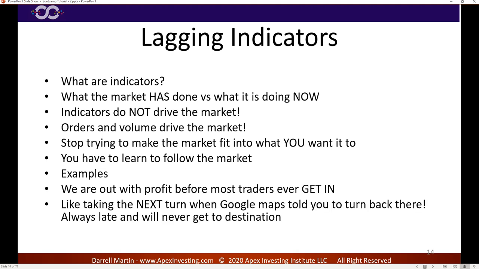It's kind of like you're driving and you're taking the next turn when Google Maps told you to turn back there. Google says turn here. No, I'm going to wait and take the next turn. You're never going to get to where you're going. You're always going to be late. Does that make sense? Google says turn right, you wait and turn right the next one. Now they say, well, turn back around, you wait and turn around. You're just going in circles.